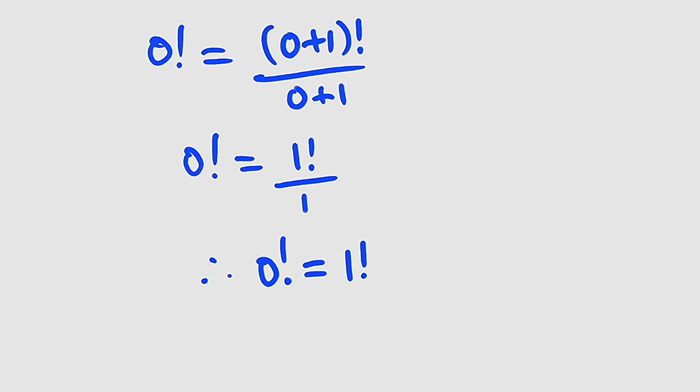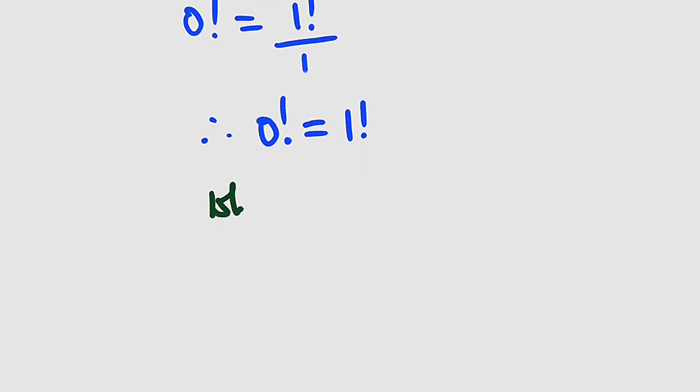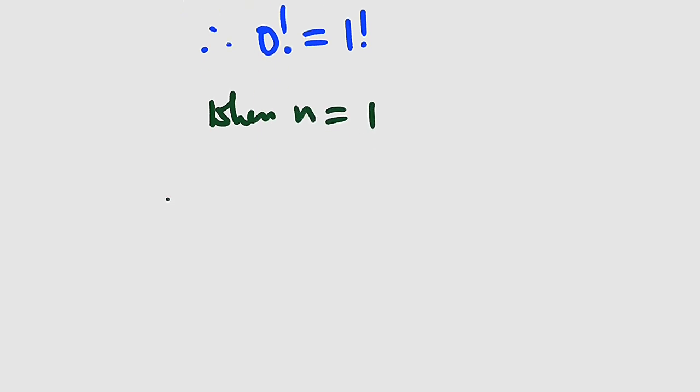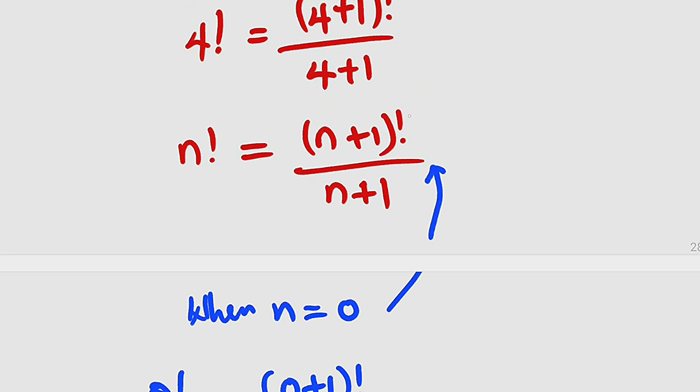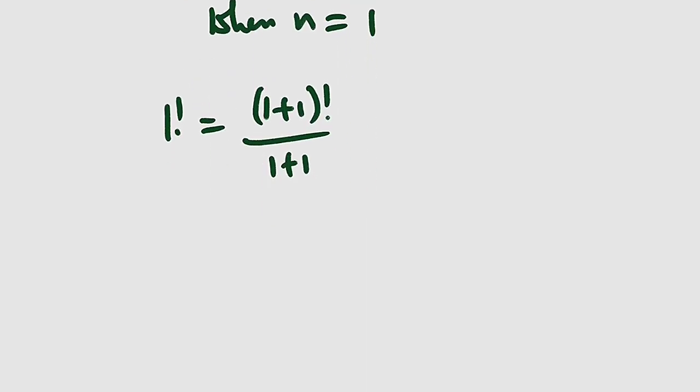But we have not obtained the values yet. What if n is equal to 1? When n equals 1, we substitute: 1 factorial is (n plus 1) factorial, that is (1 plus 1) factorial divided by n plus 1, which is 1 plus 1. I have just substituted into this particular formula when n equals 1. Let's simplify. This is 1 plus 1 equal to 2. So we have 1 factorial to be 2 factorial divided by 1 plus 1, which is 2.